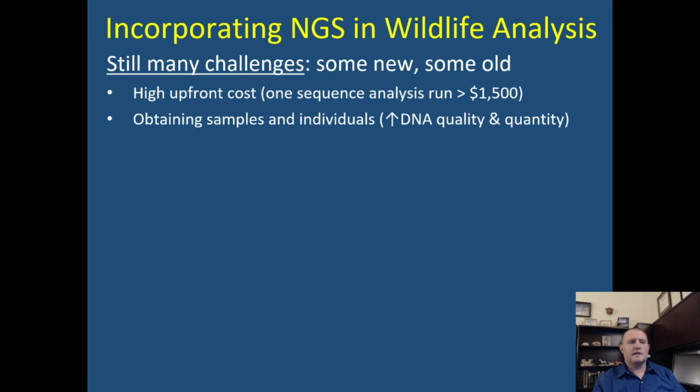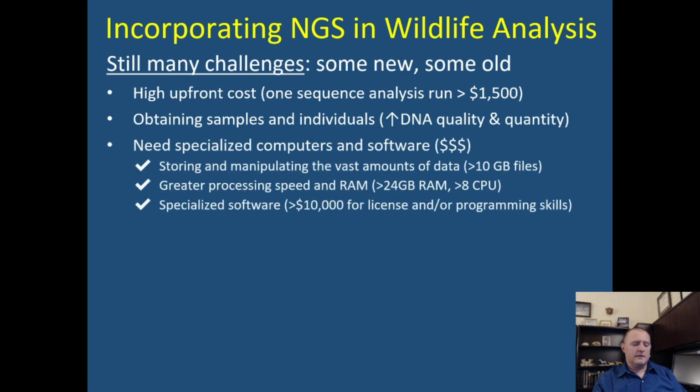Again, there are methods that you can use for degraded samples, but in general, it's better if you have good quality samples, right? The other problem is after you get the data, after you sequence it, for NGS applications, you typically need specialized computers and software. That costs more money. The data files are bigger. You need computers with more speed, more RAM, etc.